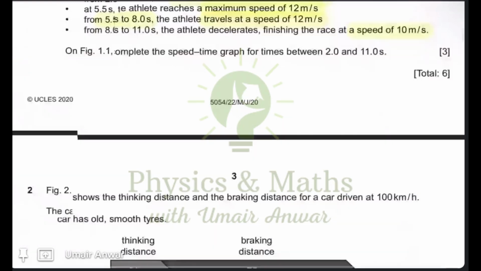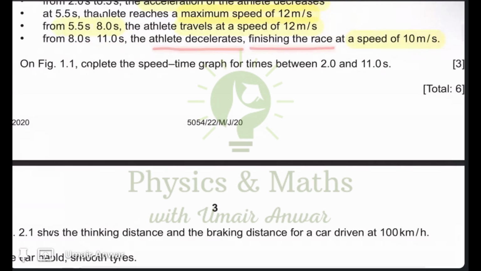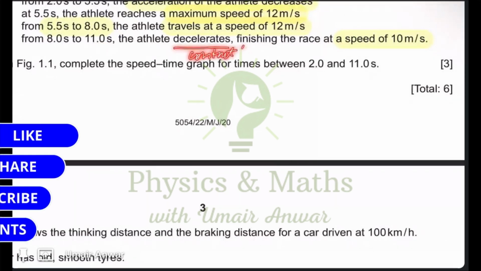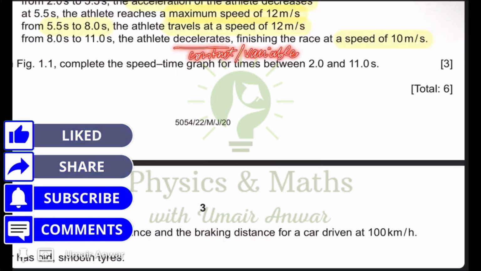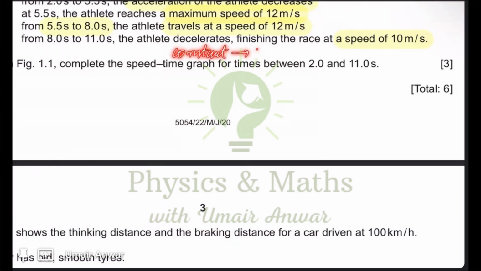Now for the third portion, it says from 8 to 11 seconds, the athlete is going to decelerate, finishing the race at a speed of 10 meters per second. Whether the deceleration is constant or variable is not mentioned over here. So we can consider it to be a constant deceleration. And if we consider it to be a variable deceleration, then still the answer is going to be acceptable. For a constant deceleration, we make a straight line, and for a variable deceleration, we make a curve. So either way, the answer would be correct, since this detail for the deceleration is not mentioned here.